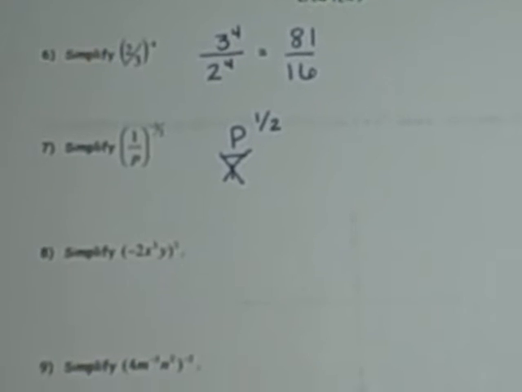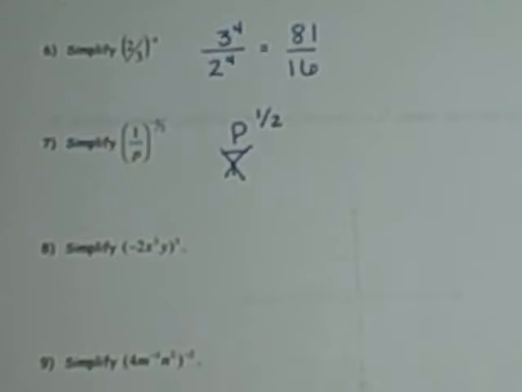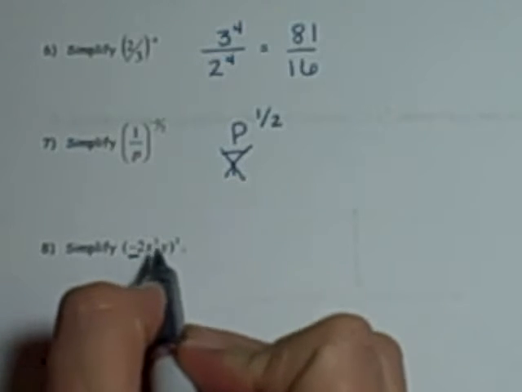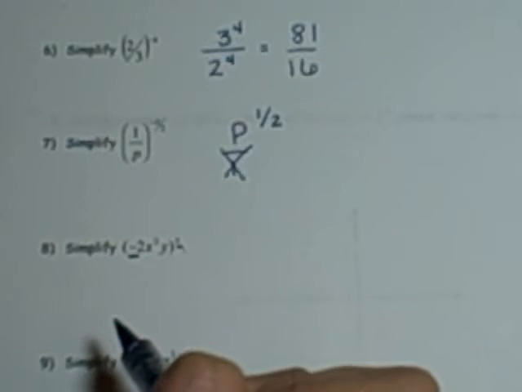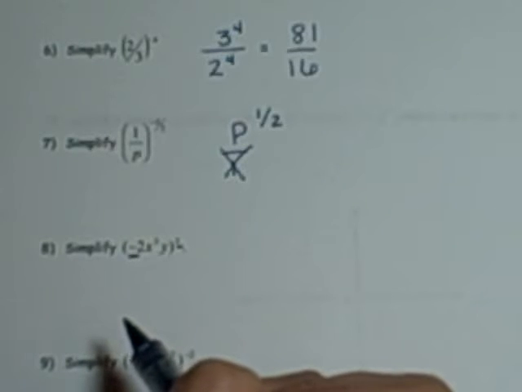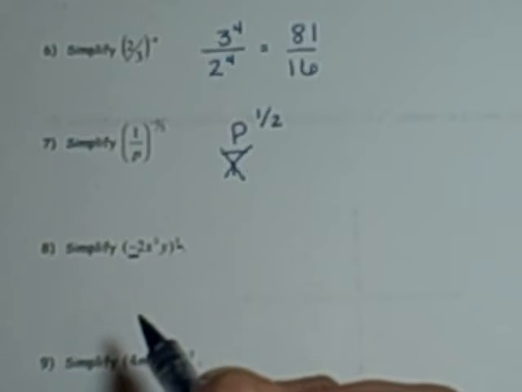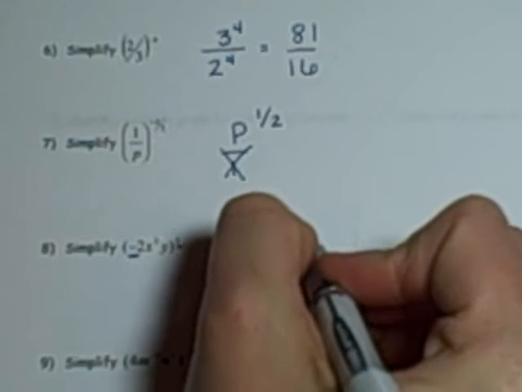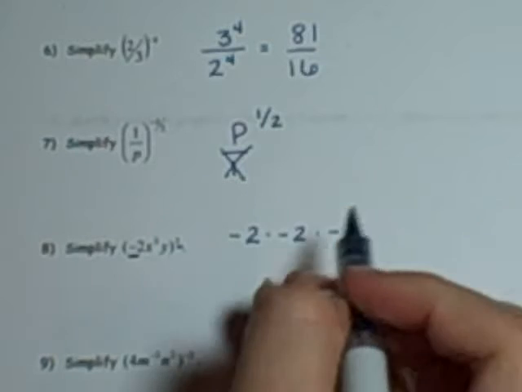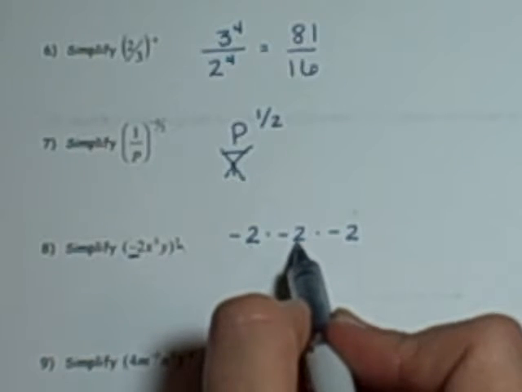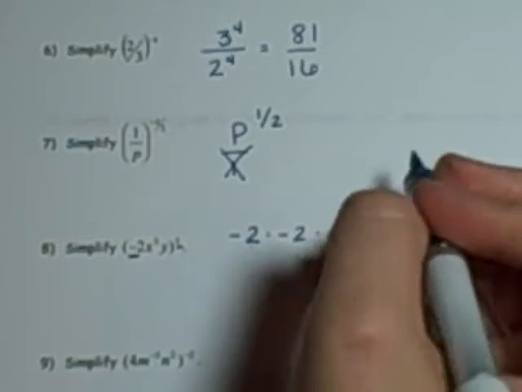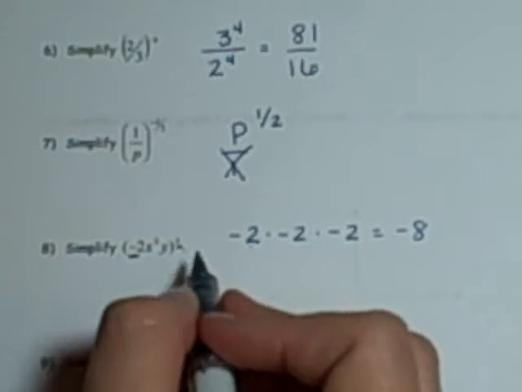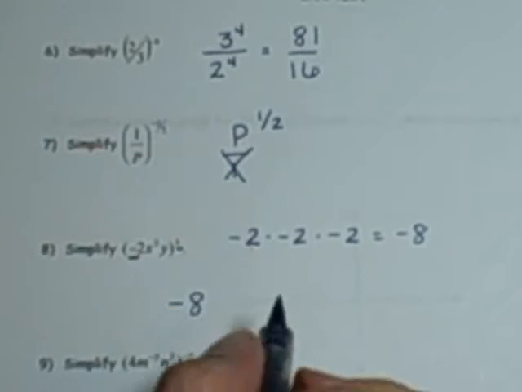Okay, question 8. This one wants us to simplify using these exponents. So the first thing I'm going to do is I'm going to take negative 2 and raise it to the 3rd power. Remember, that's like doing negative 2 times negative 2 times negative 2. In fact, I'm going to write that up here. Negative 2 times negative 2 times negative 2. Well, negative 2 times negative 2 is positive 4. And then times another negative 2 would be negative 8. So negative 2 to the power of 3 is negative 8.